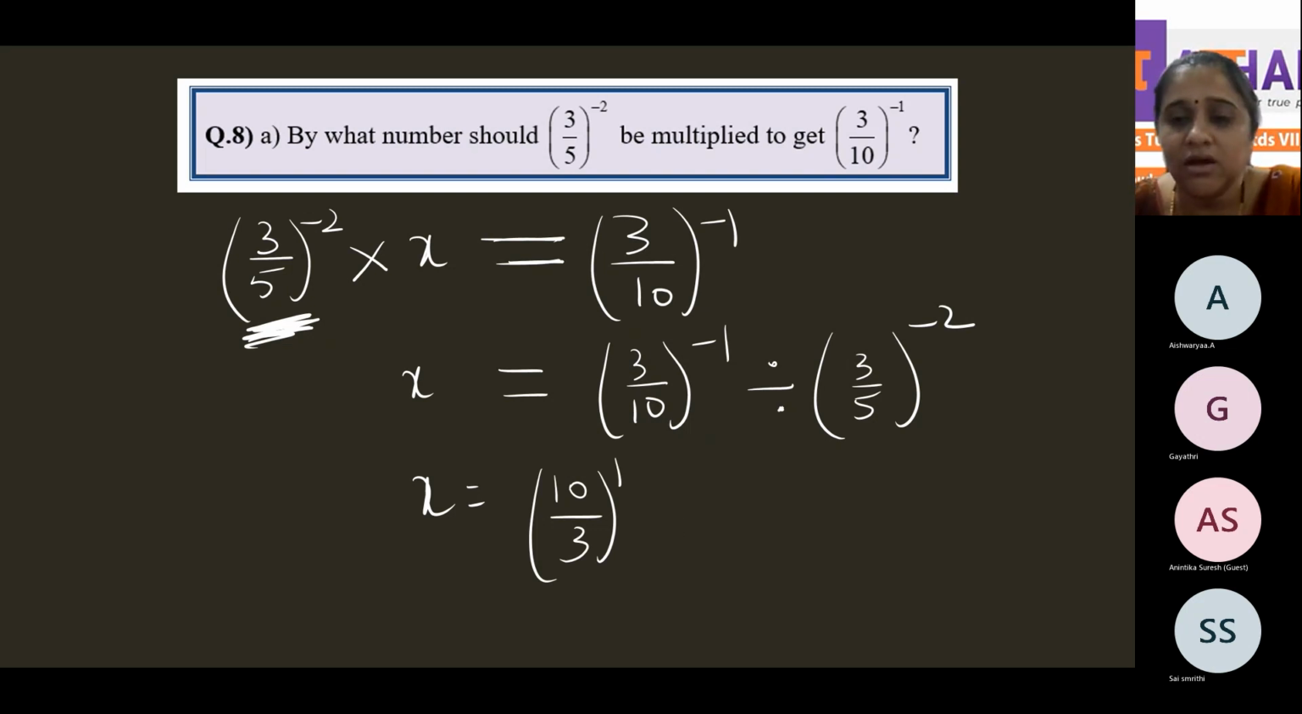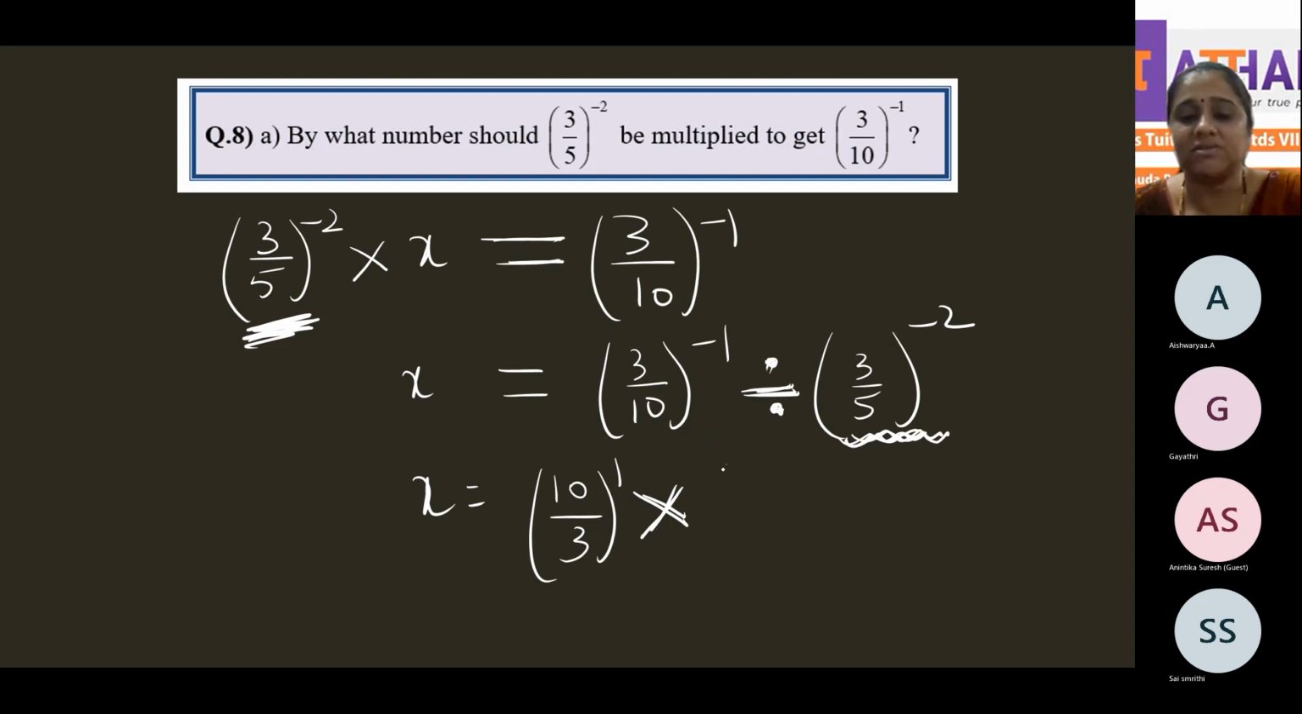Now here you need to first change this division sign to multiplication. That is important. You can never proceed with the division symbol. You should change this division to multiplication. Then, if you change division to multiplication, you must write the reciprocal of this one. Division becomes multiplication. Then you should write the reciprocal of this. What is the reciprocal of this one?